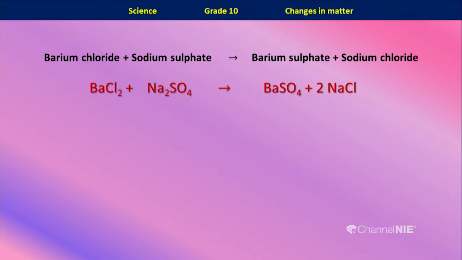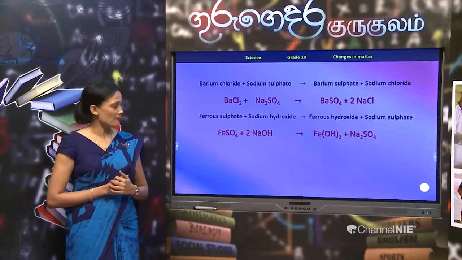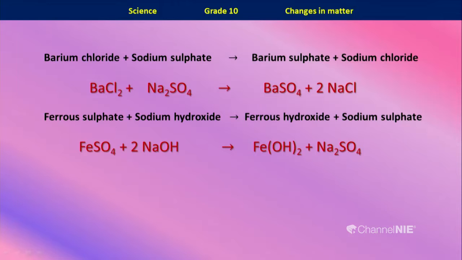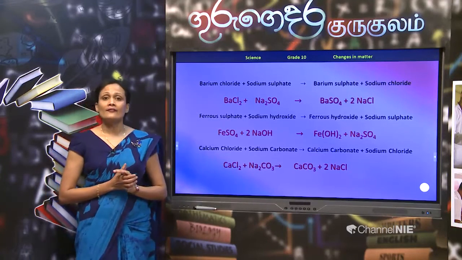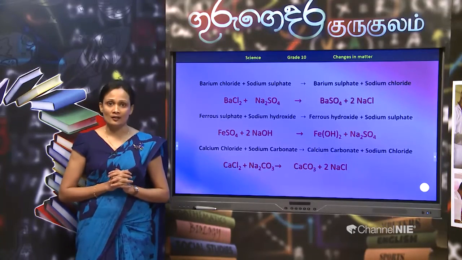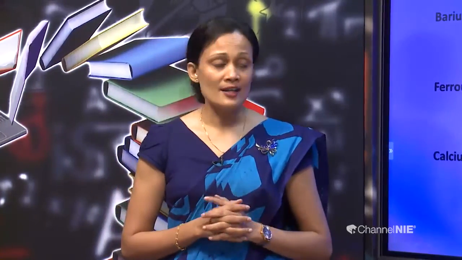Now let's see some other examples for this type of reaction. Barium chloride reacts with sodium sulfate and forms barium sulfate and sodium chloride. Another example, ferrous sulfate reacts with sodium hydroxide and forms ferrous hydroxide and sodium sulfate. Look at this. Calcium chloride reacts with sodium carbonate and forms calcium carbonate and sodium chloride. If you observe these three reactions, you can see what happened there. Two reactants are reacting and forming new products where the elements and the radicals are interchanging. So likewise, if reactions occur in this manner, we can consider them as double displacement reactions.